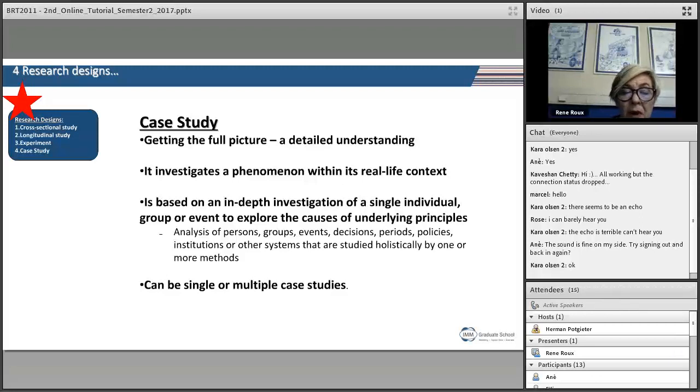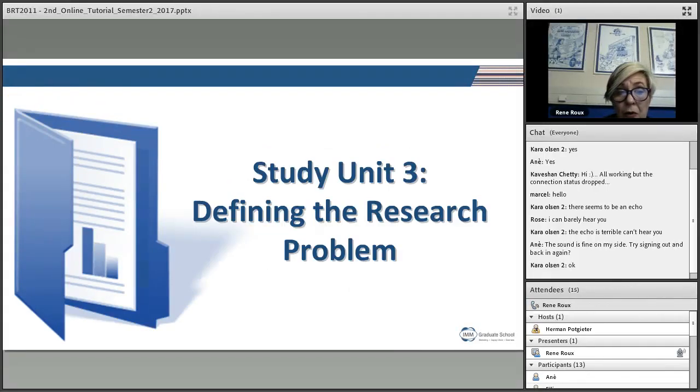So it is not just one survey. You will maybe have conversations with industry experts. You will have conversations with decision makers internally. You will look at sales figures. You will look at customers. You will look at what competitors are doing. So it is a holistic analysis of a topic in the real-life environment. So it's very important that you understand the differences between these four research designs.